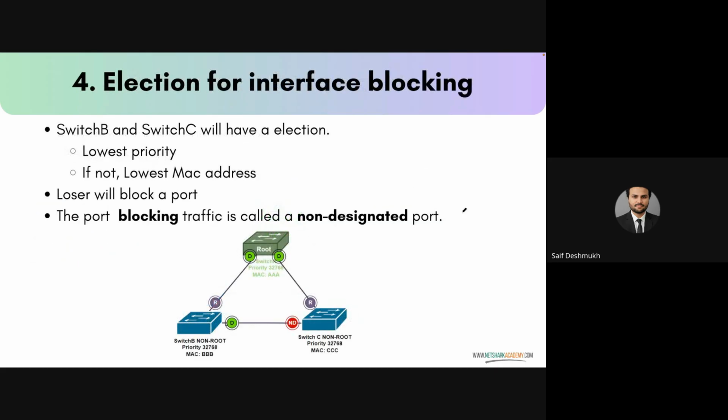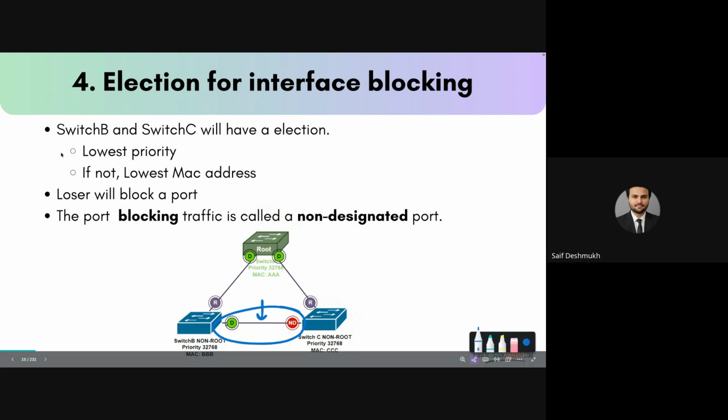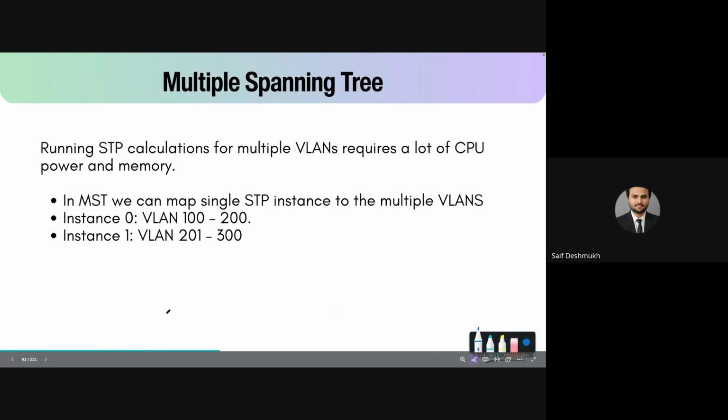Step number 4. Now we have this remaining link. Switch B and C are also going to have an election. So in spanning tree, the same thing happens as what happened with the root. They're going to run an election between each other. Who should be blocking the interface in this remaining link? First of all, they will compare their priority, which is again the same.